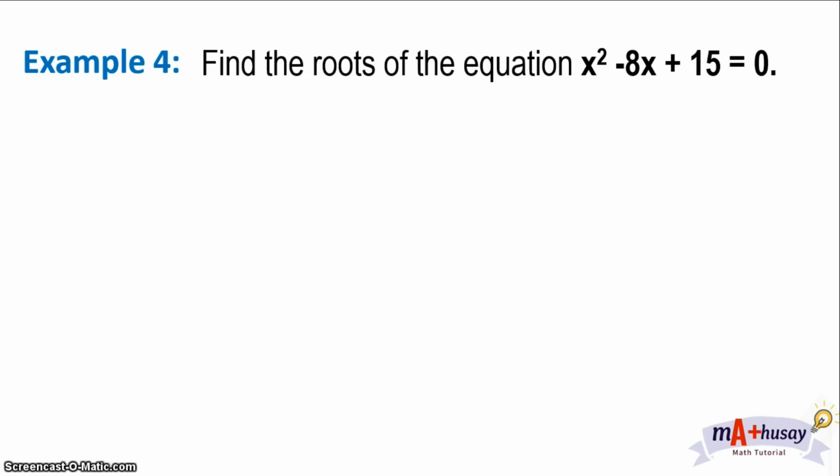Let's take example number 4. Find the roots of the equation x squared minus 8x plus 15 equals 0. In this example, we will apply the reverse FOIL method. And we know it is easy to factor this because the value of a is just equal to 1. So to do this, we have to think of the factors of 15 where, when we add the factors, you will get negative 8.